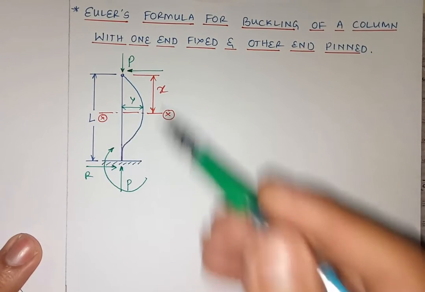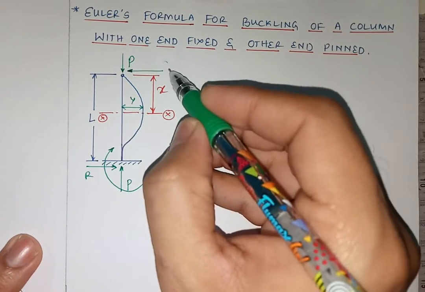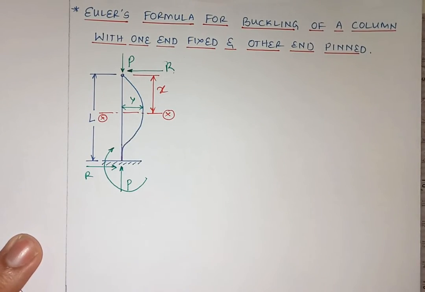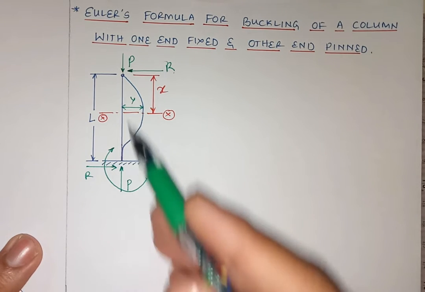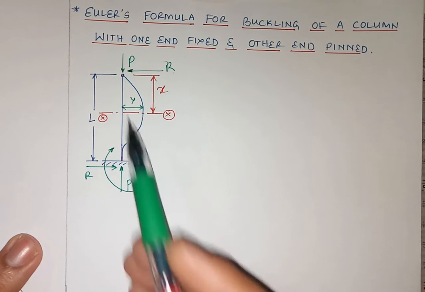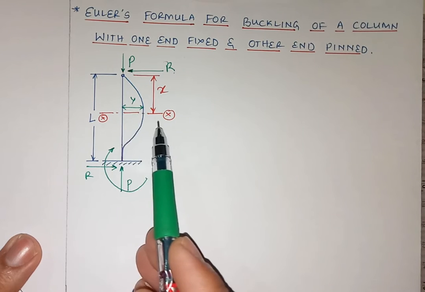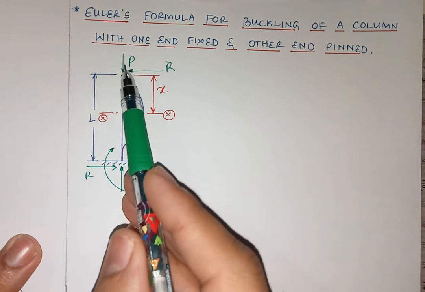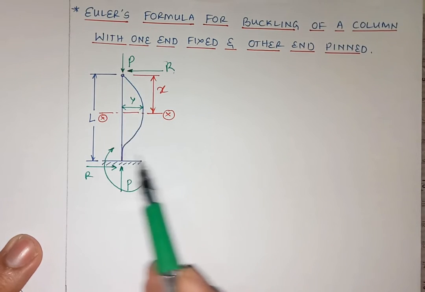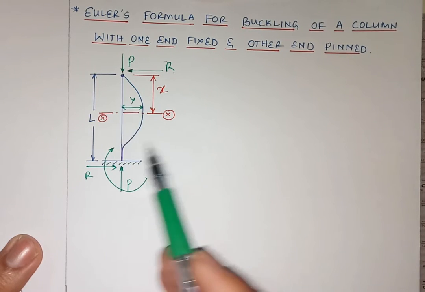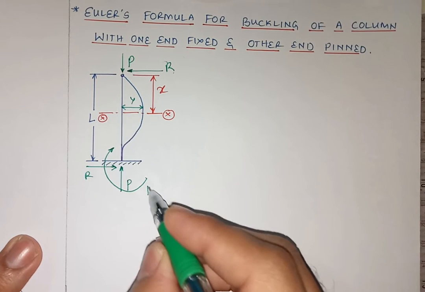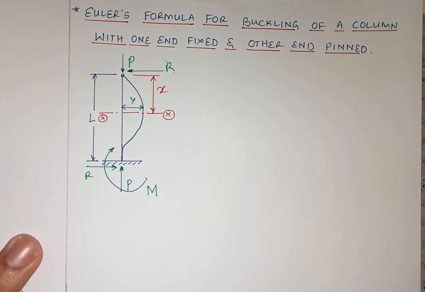Now what happens, I'll call this reaction R, this R and this R will counter each other, they cancel each other, both will be equal and opposite. P and P will both be equal and opposite. So P with respect to the section X at a distance Y will cause P into Y, so it will create a moment. That moment is anti-clockwise, so that moment is resisted by this clockwise moment at the fixed end.